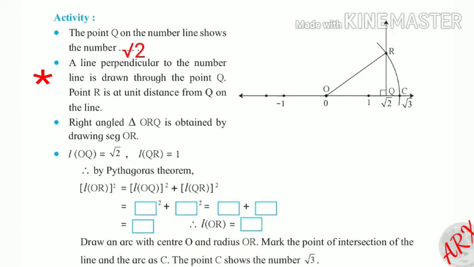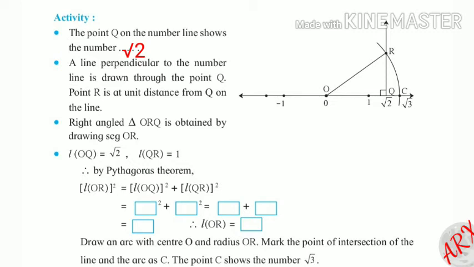A line perpendicular to the number line is drawn through the point Q. The point R is at unit distance from Q on the line. Right angle triangle ORQ is obtained by drawing segment OR. Now length OQ equals root 2 and length QR equals 1. Therefore, by Pythagoras theorem, length OR square equals length OQ square plus length QR square.